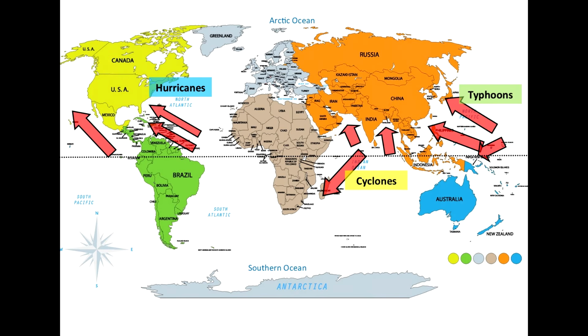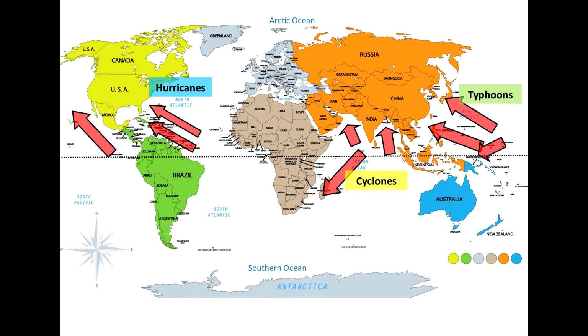So the first thing is where they originate. Tropical storms are huge storms that originate in the tropics between 5 and 30 degrees north and south. Now, the names given to tropical storms are different depending on where they originate from. So we've got hurricanes, cyclones, and typhoons.